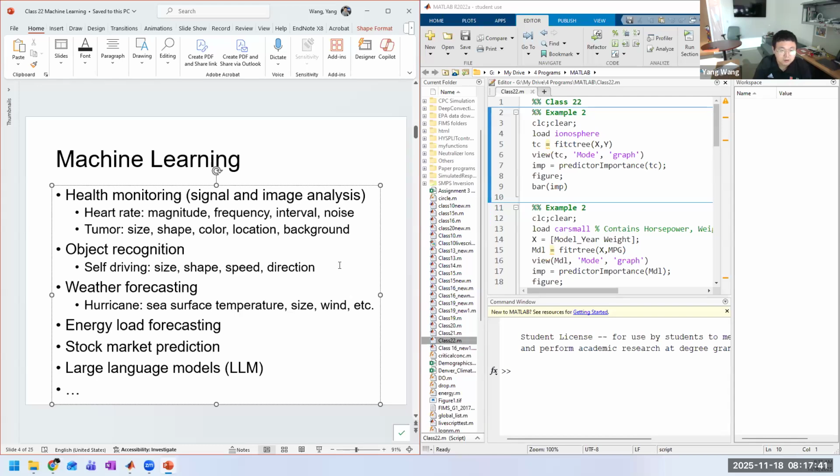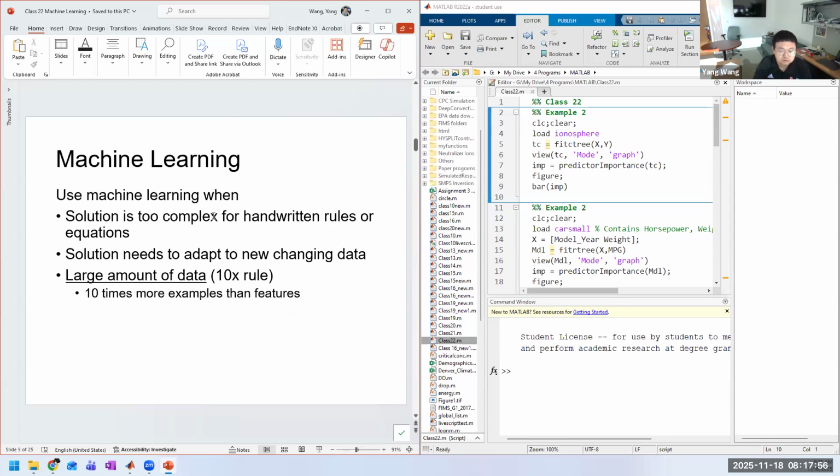There's no power law or log or exponential terms associated with each of the features. Tumor size, the same thing, self-driving, right? Hurricane prediction, and so on. This is difficult for us to come up with handwritten rules or equations. Of course, people try to use that, but a lot of times it depends on experience, and there is probability involved in this process.